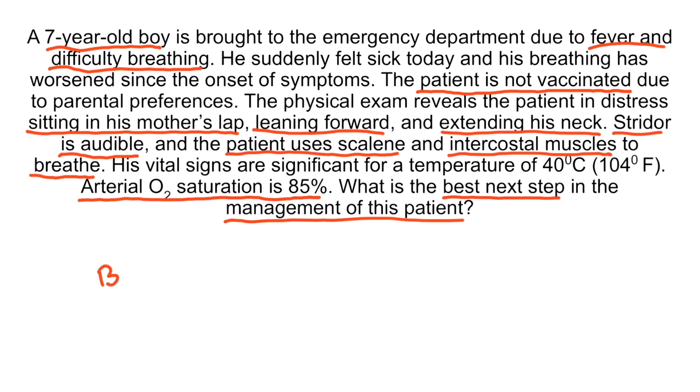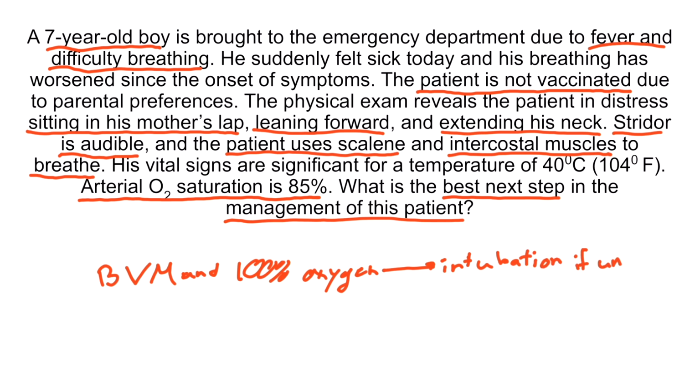Since he is hypoxemic and has severe respiratory distress, the best next step in the management is to secure the airway. We can start assisted ventilation with a bag valve mask and 100% oxygen, and we can intubate the patient if he's unresponsive to the initial ventilation therapy. All right, now that we've discussed epiglottitis, let's move on to the last topic, croup.